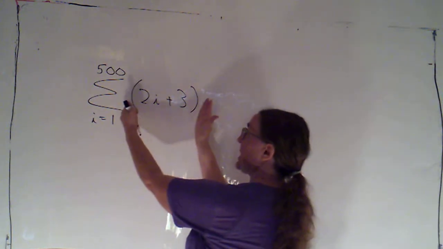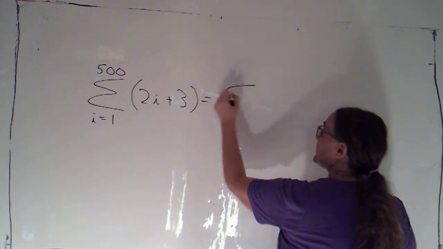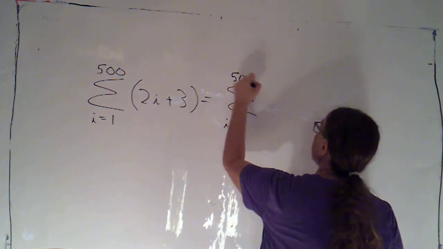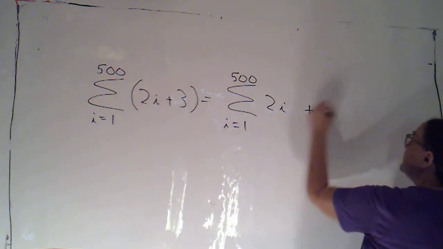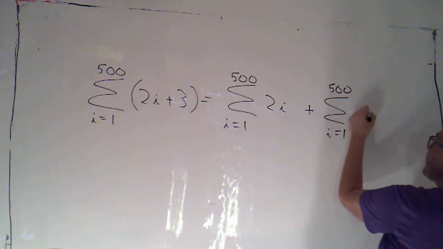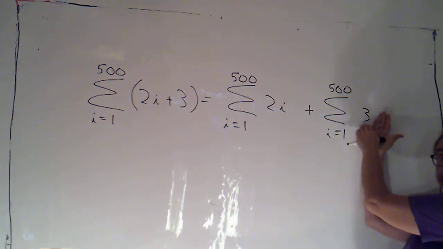But I can use my rules. Notice the terms that I'm adding have two parts to them. So I can break this apart into a sum of sums. I can say this is the sum as i goes from 1 to 500 of 2i, plus the sum as i goes from 1 to 500 of 3. Now in this second sum, we're adding up just a constant. We've got a formula for that.